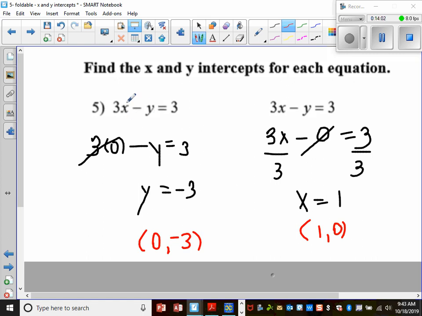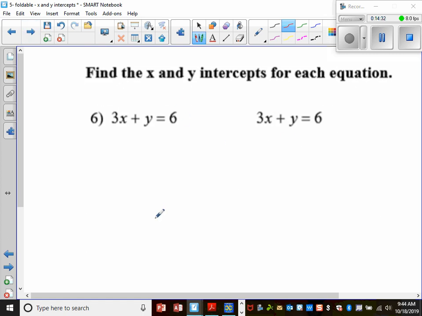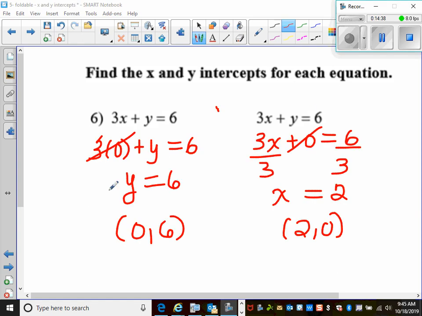So all I did was simply replace X with 0 in one of them because they're the same problem, and then replace Y with 0 and solve for the other variable. All right, so I would like for you to try number 6 on your own. Do the same thing, replace X with 0 in the first one, and replace Y with 0 in the second one. And then get your 2 answers. All right, so you should have these 2 answers, 6 and 2. You could also, like I said, write them as coordinates.